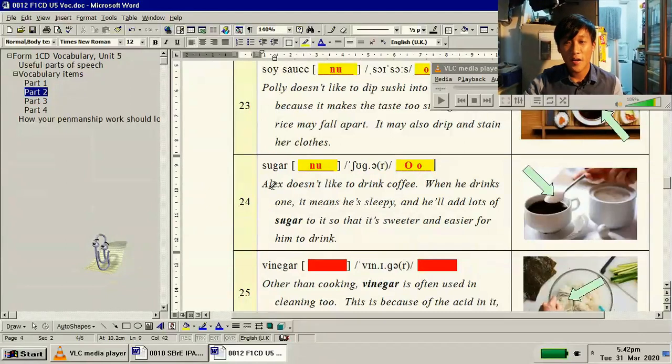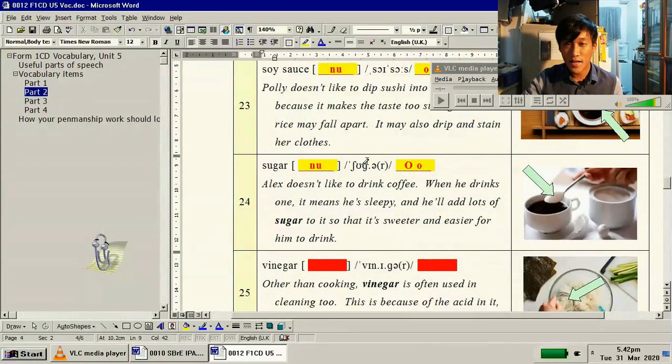Yeah. Okay, Alex doesn't like to drink coffee. When he drinks one, it means he's sleepy. So if you drink coffee, some people will not fall asleep and then stay up. So it means he's sleepy, and he'll add lots of sugar to it, because he doesn't like to drink coffee. Why? To make it sweeter. He doesn't like the taste of coffee. It's not sweet, so you have to add lots of sugar to it, and then it becomes easier for him to drink the coffee.